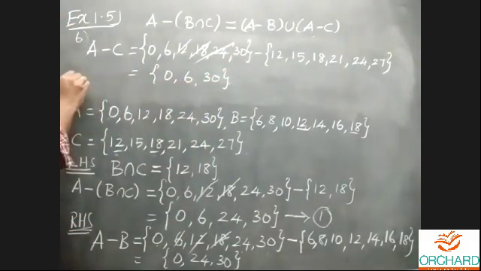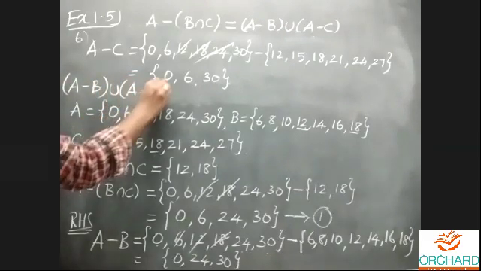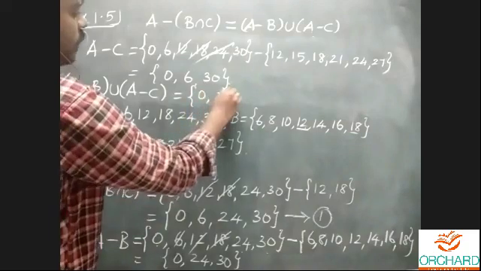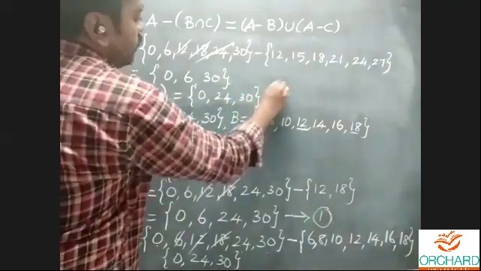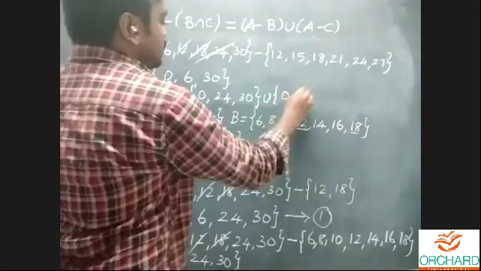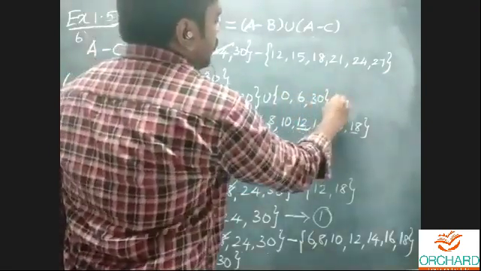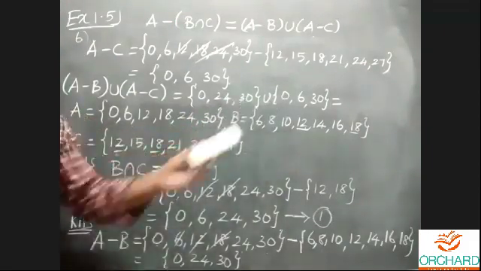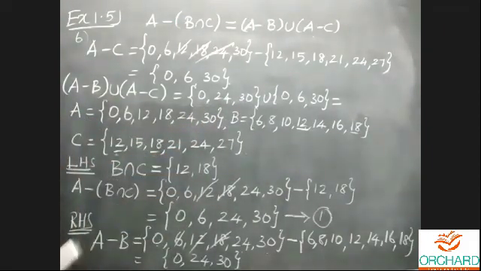For your right hand side, A difference B union A difference C. Write down the elements of A difference B: that's nothing but 0, 24, 30. And union A difference C: 0, 6, 30. Now we join these two sets by union: 0, 6, 24, 30.